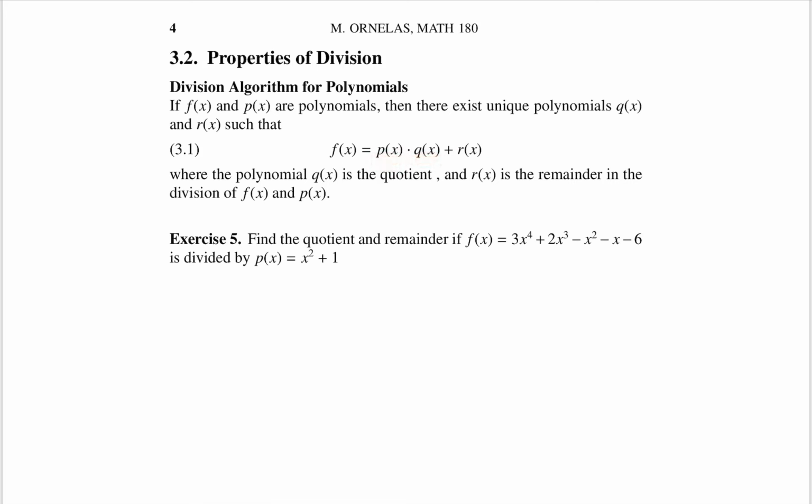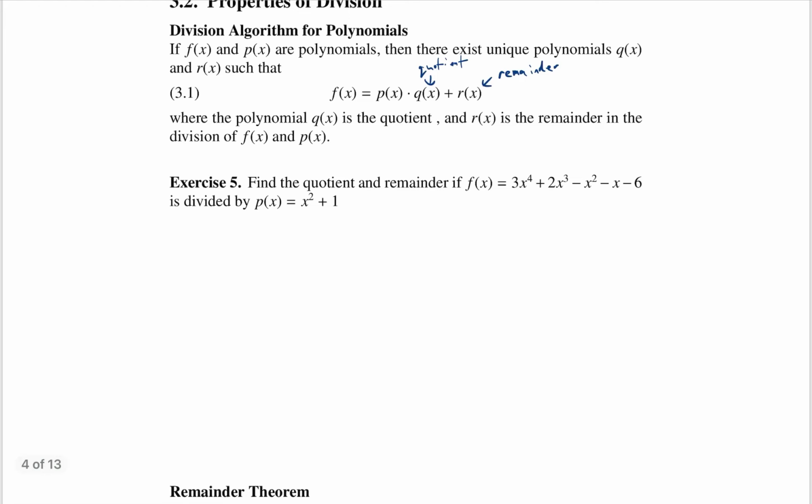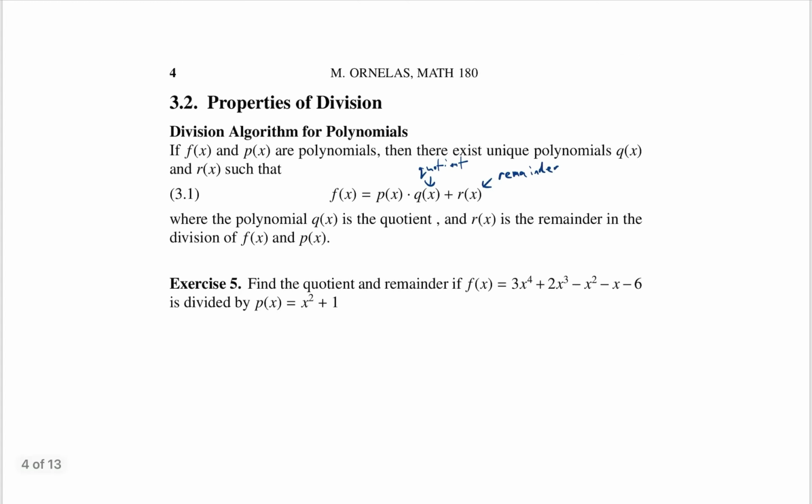So we can write that. This is your quotient. This is the remainder. All right, so let's see what we have for the first example. Find the quotient and remainder if f(x) is equal to that function and it's divided by p(x). You can think of this as the dividend. The divisor.